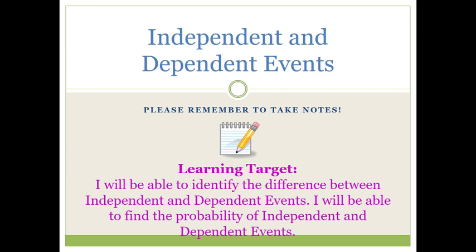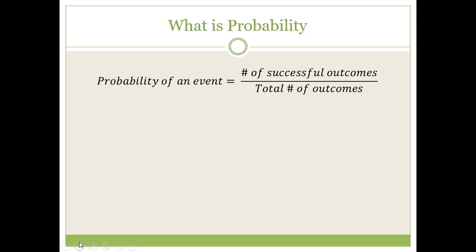Alright, today's lesson is on independent and dependent events. By the end of this lesson, you should be able to identify the difference between an independent and a dependent event, as well as find the probability of independent and dependent events. So before we talk about that, let's start with a basic definition of probability.